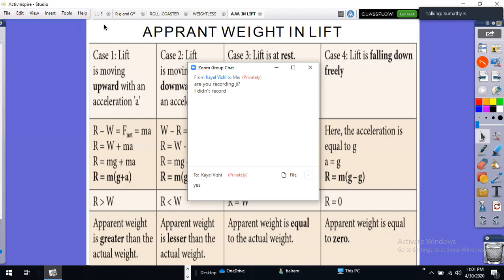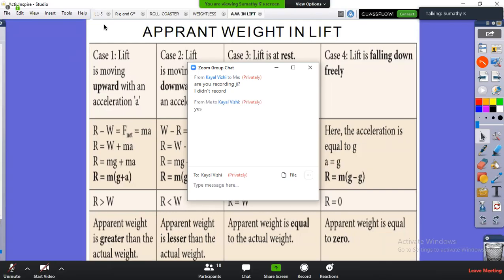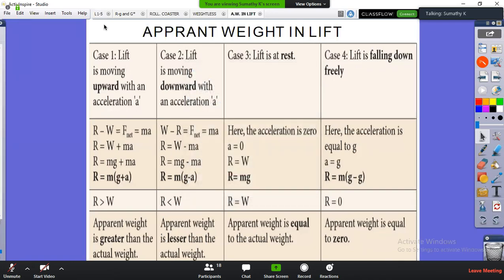So do you understand this apparent weight? When the lift is moving upwards, the apparent weight is greater. Moving downward, the apparent weight is less. Next, the apparent weight is equal to the actual weight. Next, when the lift is falling down, the apparent weight is equal to 0. This is the reason for the apparent weight.